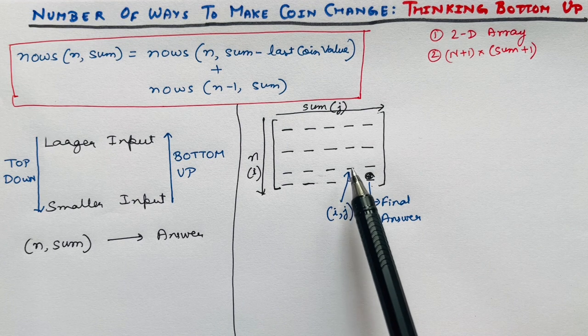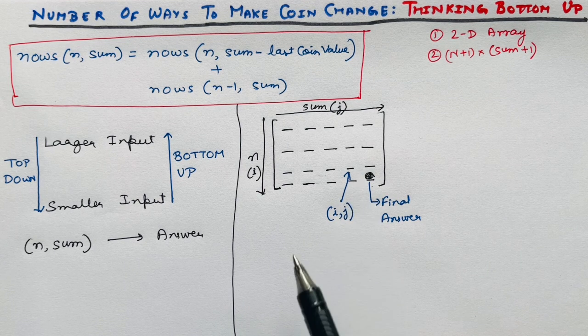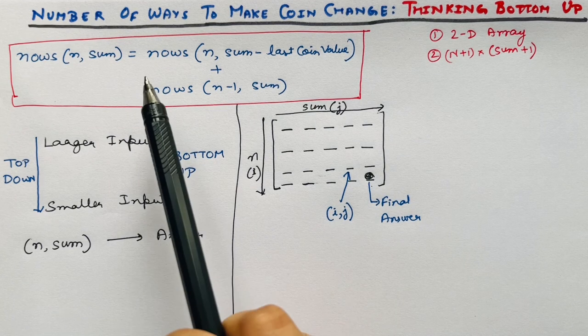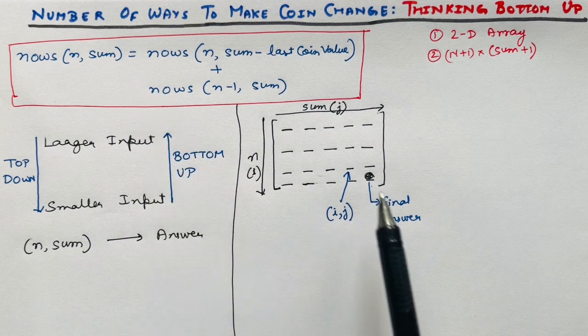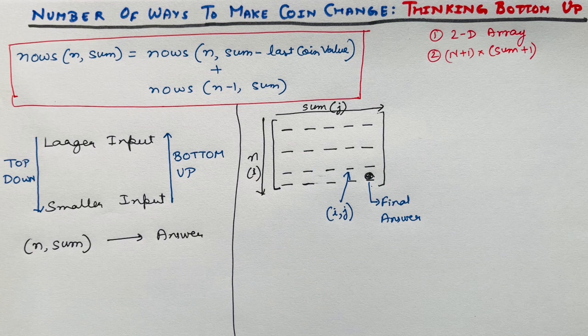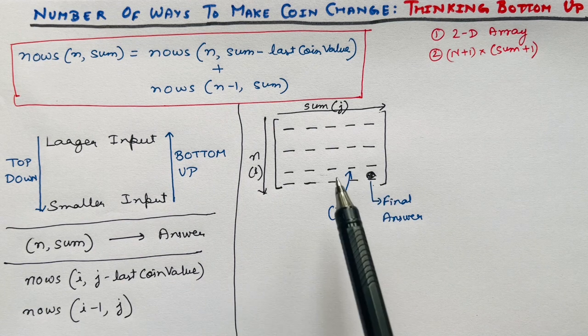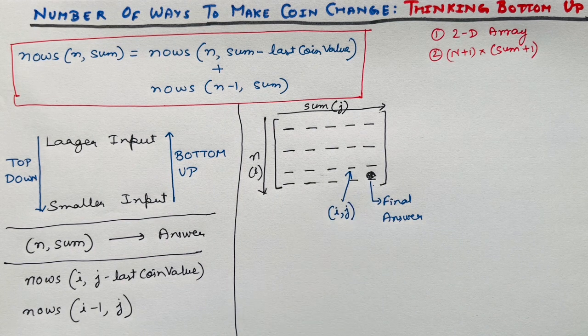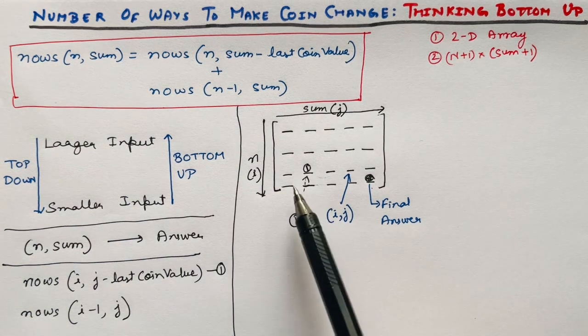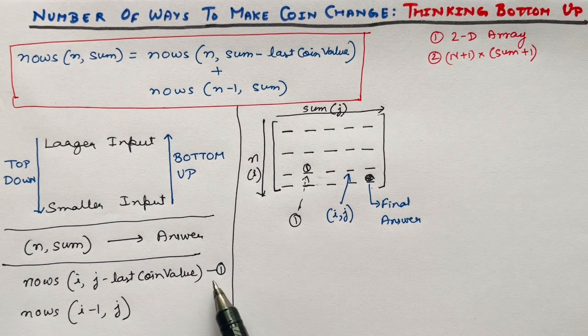Let us say we are trying to fill a position i, j, which is this. Now, as per this recursive relation, what do we need to fill the answer for i, j? The first thing that we need is the answer for i, j minus last coin value. Now, where will this lie? Clearly, this will lie in the same row as this one, but just a few columns behind. So let us say this position corresponds to this case.